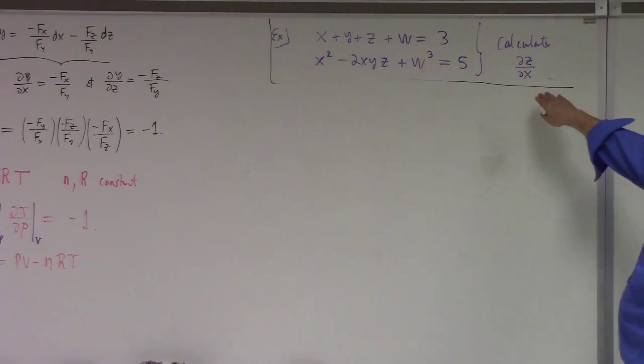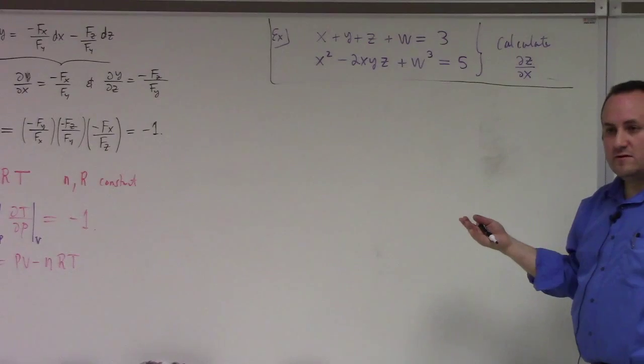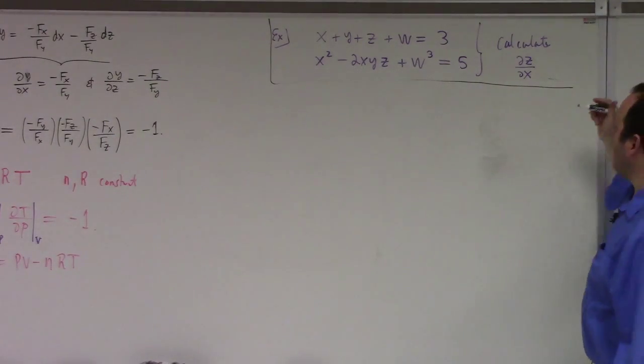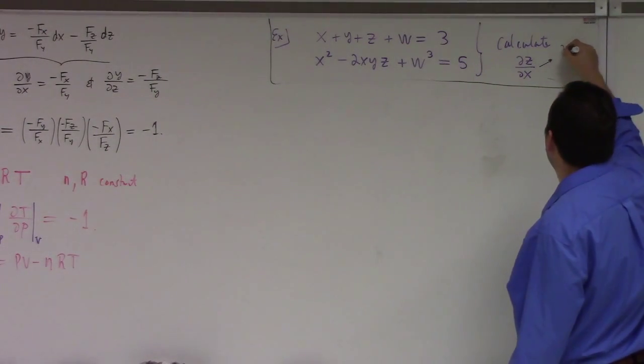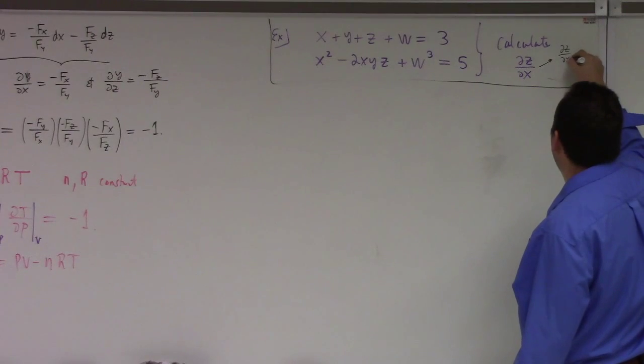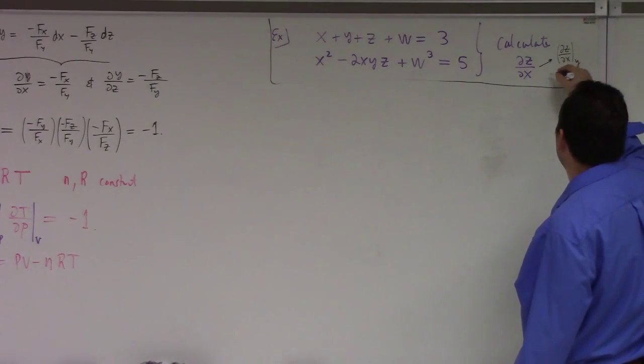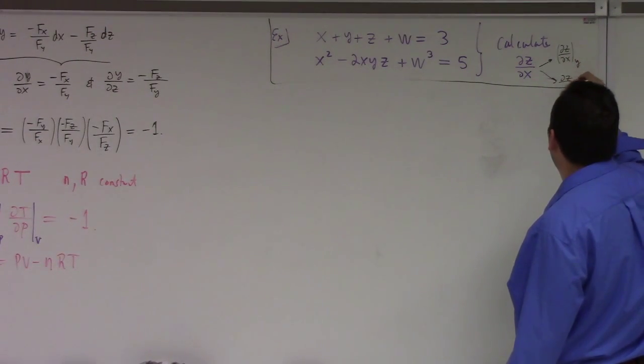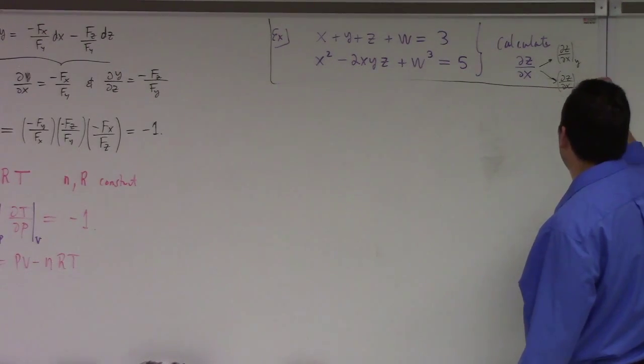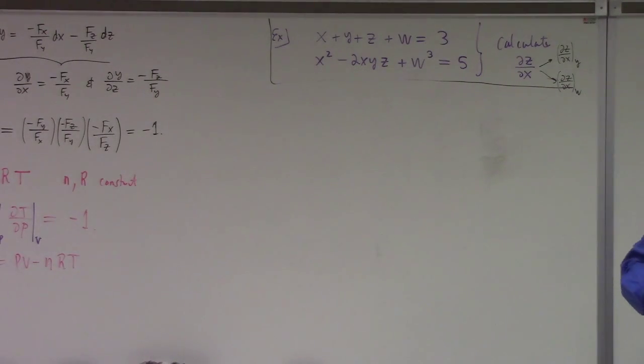Anyway, the question is partial z, partial x. What does that mean? Because there are 2 different things you could think about. Is this partial z, partial x holding y fixed, or is this partial z, partial x holding w fixed? Those would be different partial derivatives. You can't solve both things? No.